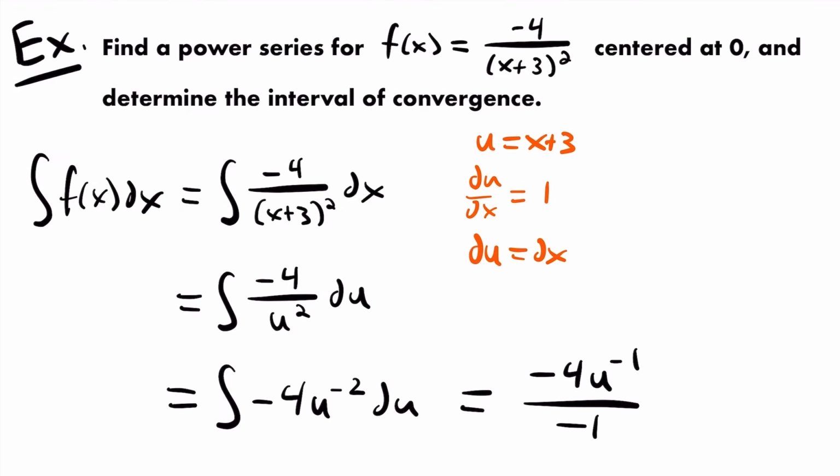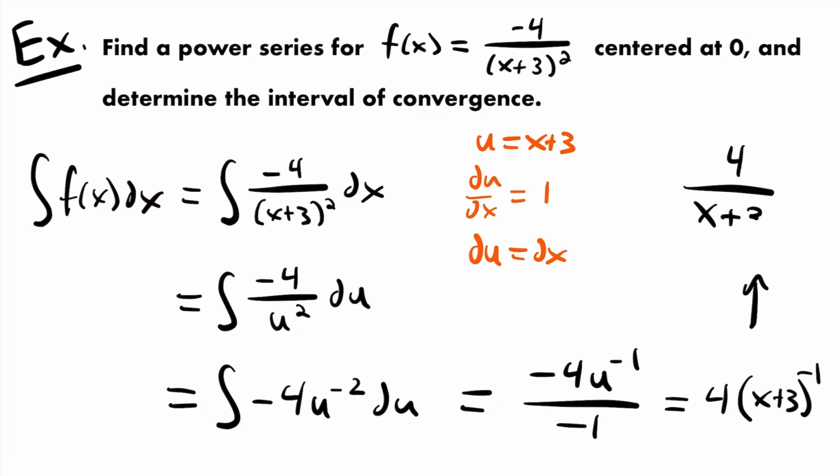All right, but if we simplify what we have here, these two negatives will cancel out, and we can replace u with what we set it equal to. And so this will be equal to 4 times (x + 3) to the power of -1. But then if we move that quantity to the denominator by making that exponent positive, then we will find that the integral of our function is 4 divided by x + 3.